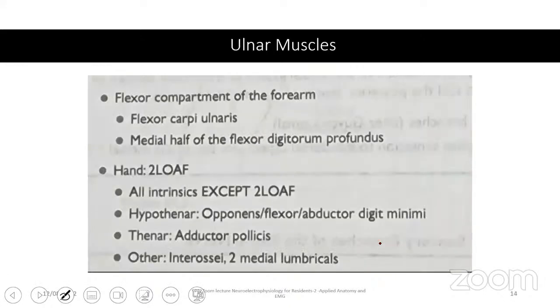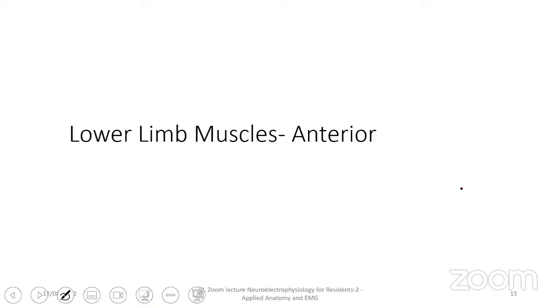The ulnar muscles which are important, the flexor compartment of the forearm, except this flexor carpi ulnaris and medial half of the flexor digitorum profundus. These are the ulnar nerve muscles, and the all intrinsic muscles except the LOAF muscles which have been said. The hypothenar muscles are included, opponens, flexor, abductor digiti minimi. The adductor pollicis is also ulnar innervated, and interossei, two medial lumbricals. These are all the ulnar muscles.